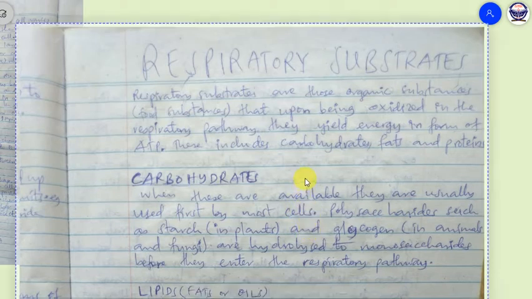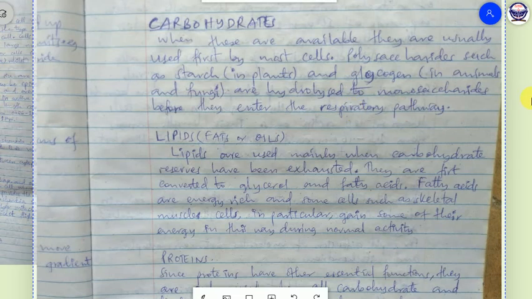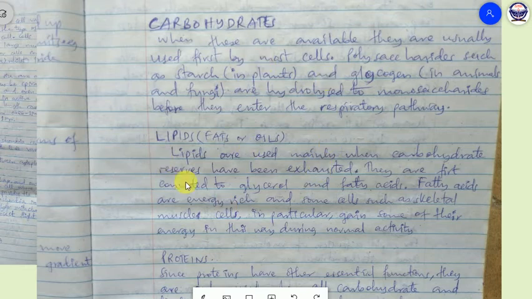In terms of carbohydrates, glucose is the exact sugar which enters the respiratory pathway. Moving to another respiratory substrate, which is lipid, in the lipids we have fats and oils, as we discussed in biochemistry. The lipids are used mainly when carbohydrate reserves have been exhausted. So if the carbohydrate stored in the body is exhausted, that means the body is experiencing a deficiency of carbohydrate, then lipids start to be used.